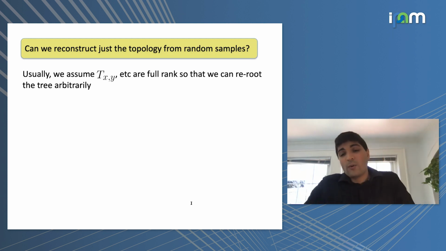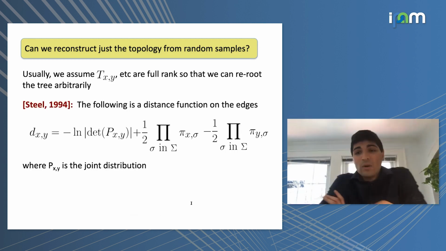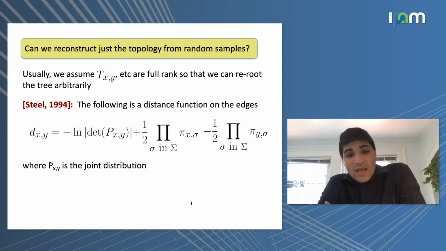So usually what we assume in these types of models is that each of these transition matrices along the tree are actually full rank. And what that means is that the root is arbitrary. You can actually reroot the tree to any node you like, which will be helpful for our purposes. And then there's a beautiful work of Steel back in the mid-90s, which showed the following.